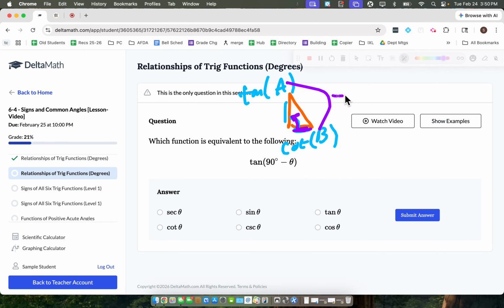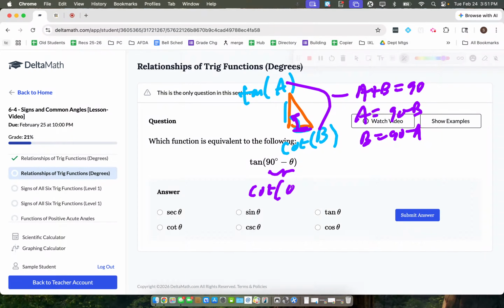And A and B, A plus B is 90. And so A is 90 minus B. B is 90 minus A. So when you see something written as a complementary function, take the cotan of theta and be confident that they are the same. They're going to be the same ratio.